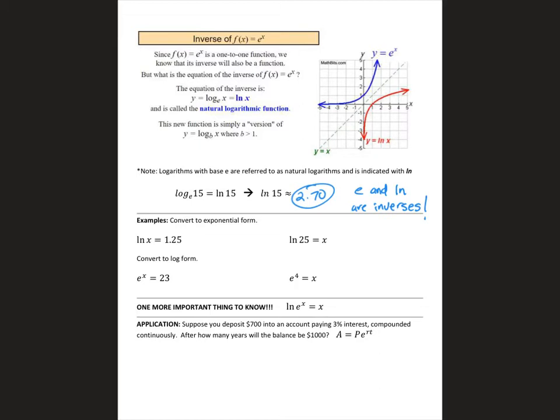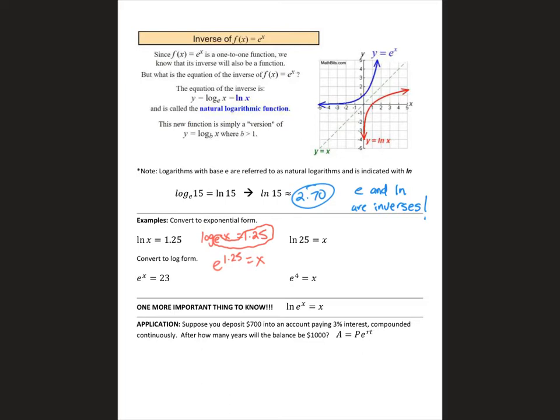For the first one, I have natural log of x equals 1.25. Well, I know that natural log of x is really log base e of x, which equals 1.25. Now I need to convert this to exponential form, so I can go ahead and convert this using our canoe trick. So e to the 1.25 has to equal x, and that would be my answer in exponential form.